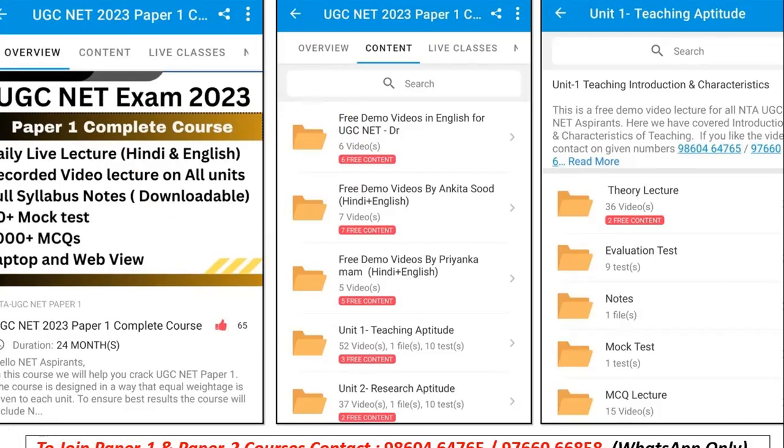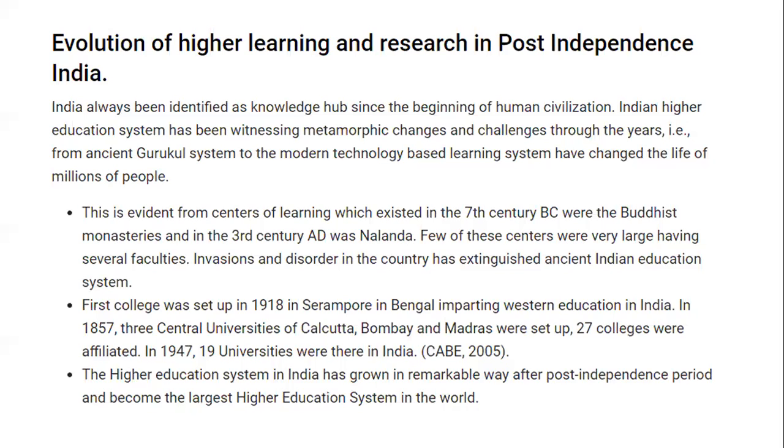Now, let's start the session for the day, wherein we are going to see the evolution of higher education and research in the post-independence period. We have already studied in detail the higher education in ancient India. Now we are basically going to focus on education with respect to the post-independence period. So let's see what exactly we have here.